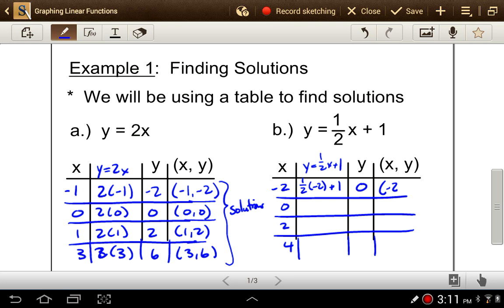So my ordered pair is negative 2, 0. Now I plug in 0. 1/2 times 0 plus 1. 0 plus 1 is 1, so that's 0, 1.